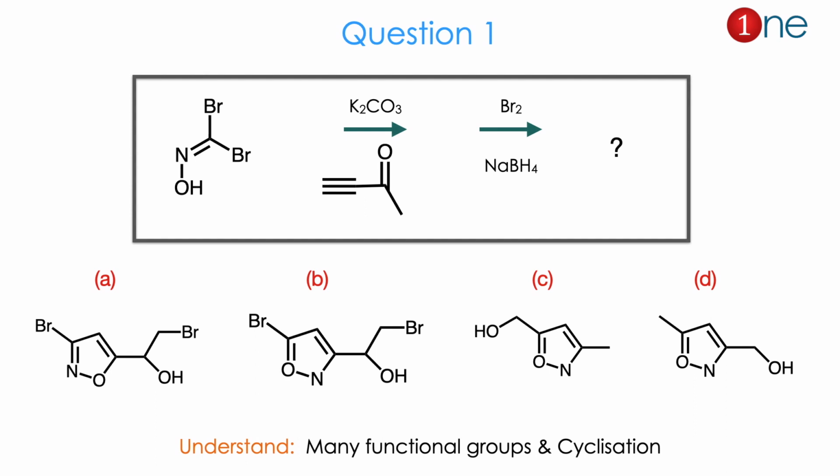Let us see question number 1. The starting material contains a hydroxylamine with 2 bromines attached on one side. Here you are using a base and an alkyne, then bromine and sodium borohydride. They ask you to find the products. The products are mostly cyclized ones, and the way of cyclization is important. The cyclization happens in a regioselective way: N-O or O-N bonded or not. The fate of bromine and hydroxyl groups is also in the question. Many functional groups are available, hence many directions are possible. Then definitely cyclization occurs in the reaction.